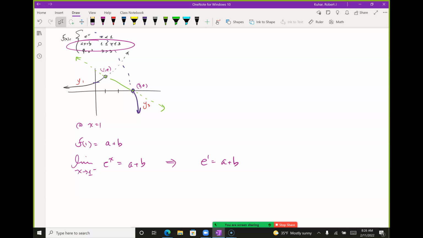So my first equation here is going to be e equals a plus b, and that's going to be my first equation in my system. Is everybody comfortable with me here? Everyone following? Nice, lots of nods. Thank you.